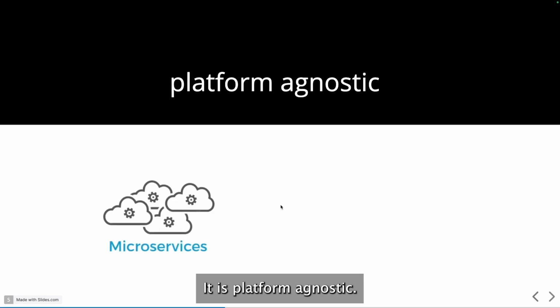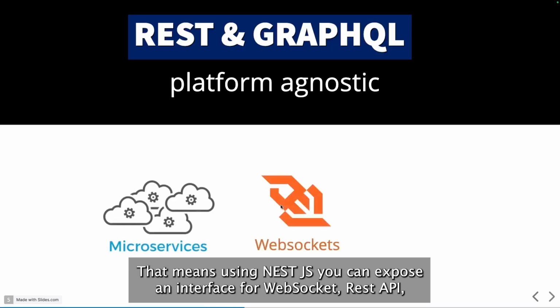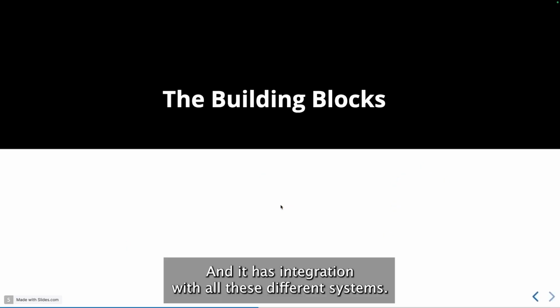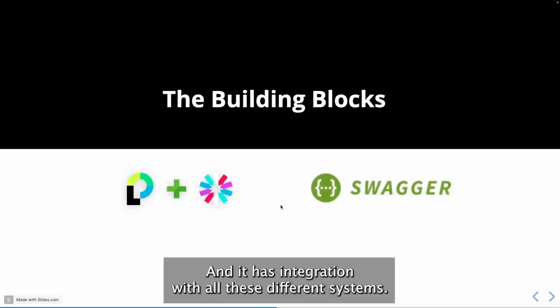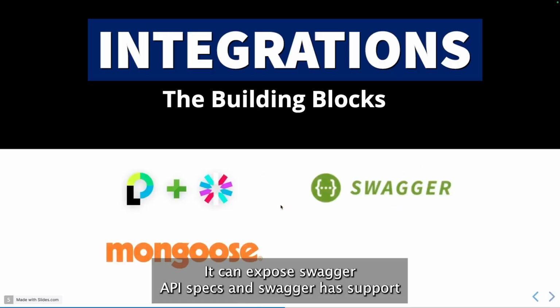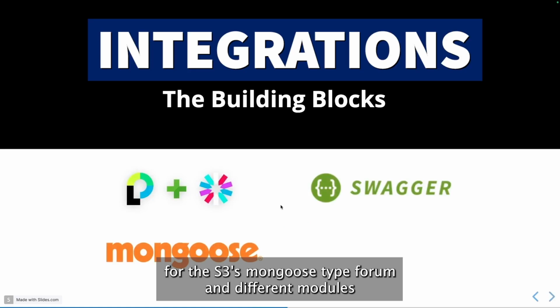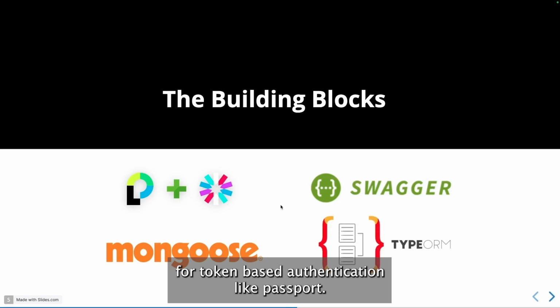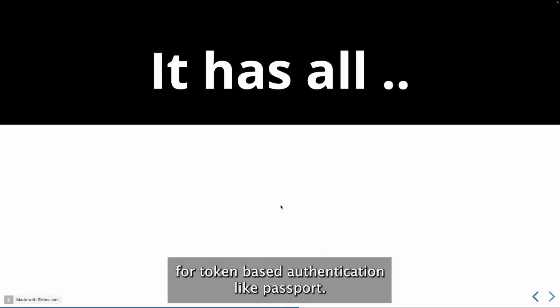It is platform agnostic. That means using Nestjs, you can expose an interface for WebSocket, REST API, or GraphQL APIs. And we can also build microservices with Nestjs. And it has integration with all these different systems. It can expose a Swagger API spec. So Swagger has support with Nestjs, Mongoose, TypeORM, and different modules for token-based authentication like Passport.